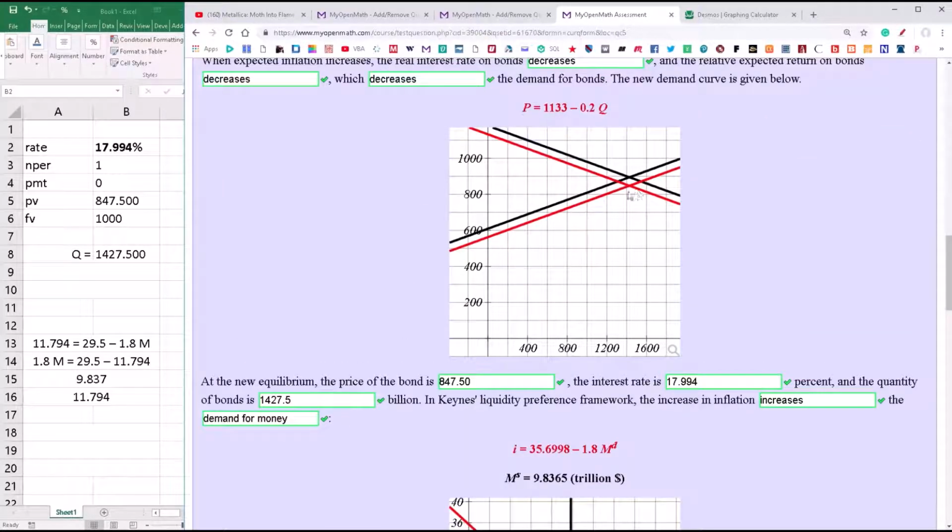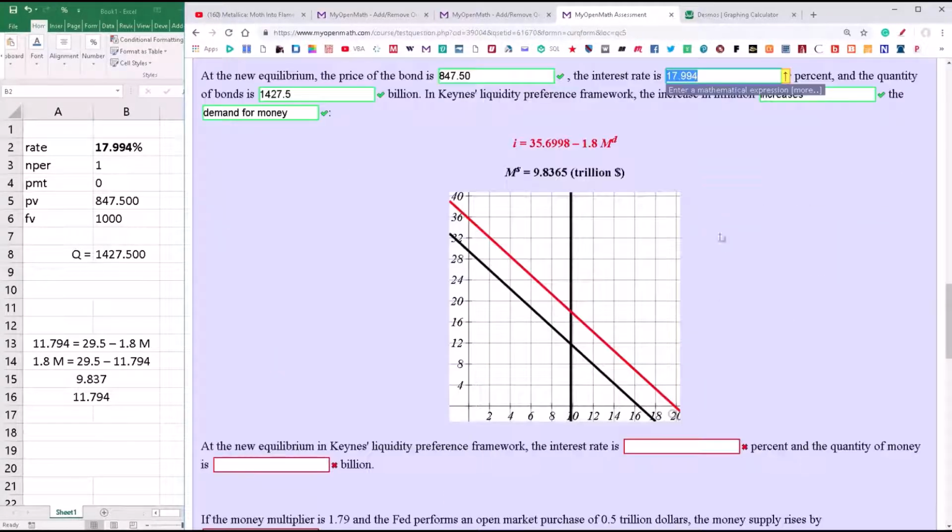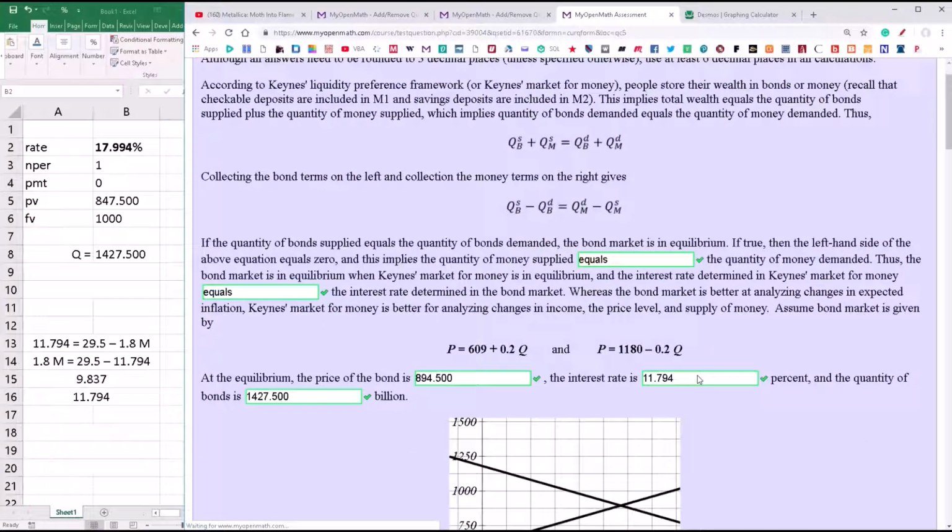At the new equilibrium here, the interest rate is higher. And in Keynes' framework, remember the interest rate, the price of money, is going to be the same as the interest rate in the bond market. Okay, so this new interest rate is going to be 17.994. And we can verify that.